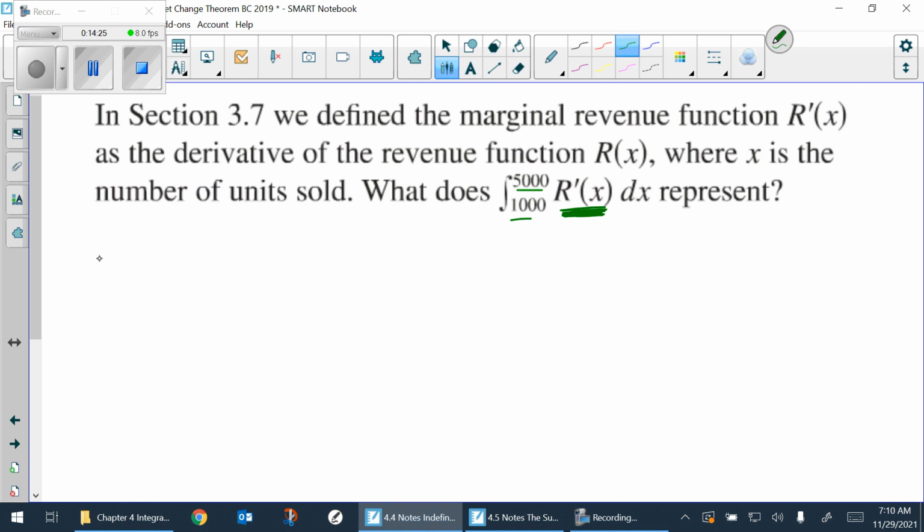Well, anytime we take the integral of a rate, we're going to say the net or total change. So I'm going to say the net change. If you said total change, that's just fine as well. Total change in. Now, R prime is the derivative of what is changing, and what is changing is the revenue. So as long as I know what this is the derivative of, I know what's changing. This is the net change in the revenue.